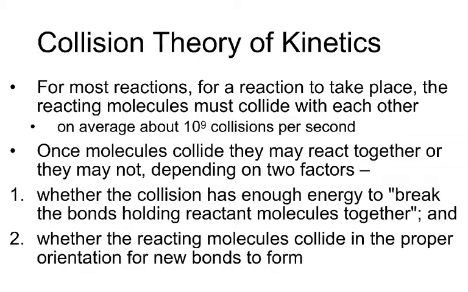This lesson is going to focus on some of the background of why reactions happen, and we'll talk about collision theory. So in order for a reaction to take place, the molecules need to interact and specifically collide with each other. Once they collide, they might react or they might not. It depends on if the collision had enough energy to break bonds and if they collided in such a way that the orientation was correct for new bonds to form.